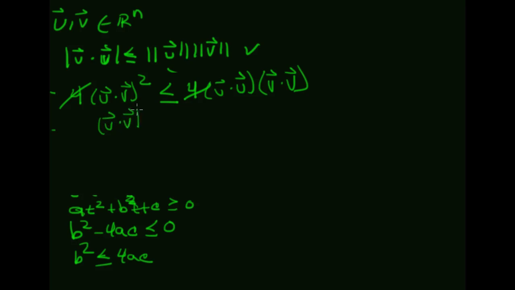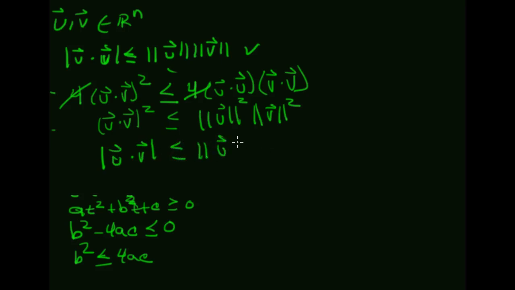(u dot v) squared is less than or equal to, what do we get here? This is the same as the magnitude of u squared times the magnitude of v squared. So if I take the square root of both sides, the absolute value of u dot v is less than or equal to the magnitude of u times the magnitude of v. And lo and behold, we have proven Cauchy-Schwarz.